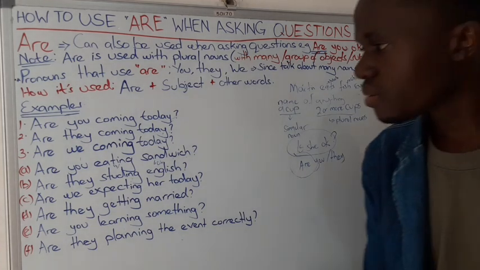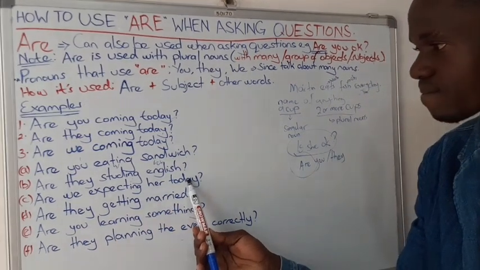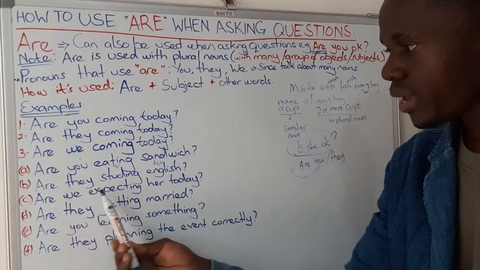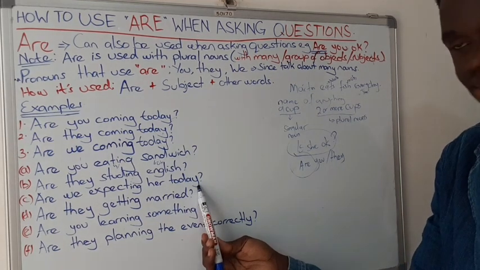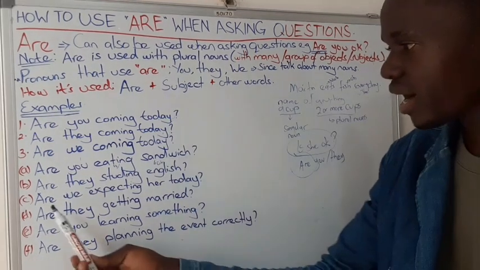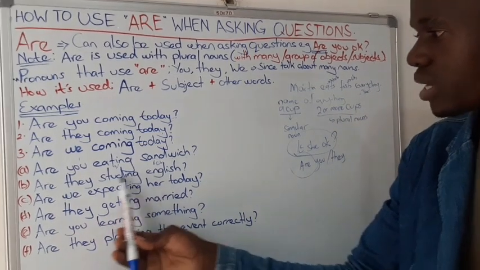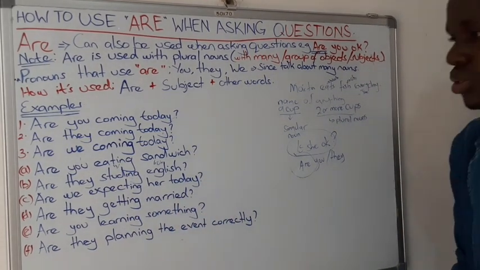Example 4: "Are we expecting her today?" Are we, a group of people, expecting her today? In this case, "are" is placed at the start, followed by the subject, "we." "Expecting" is the verb. "Her today" is the time of the action.